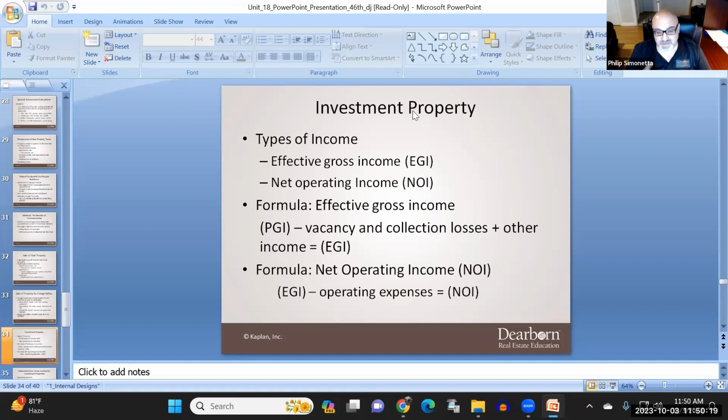Now, once you have the effective gross income, to get the net operating income, you take the effective gross income minus the operating expenses we talked about. And that gives you the net operating income. That's the profit on that. Are you clear on that?